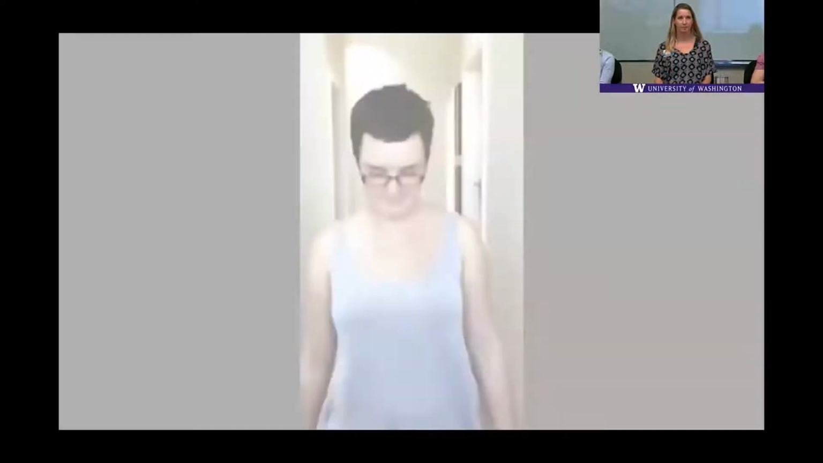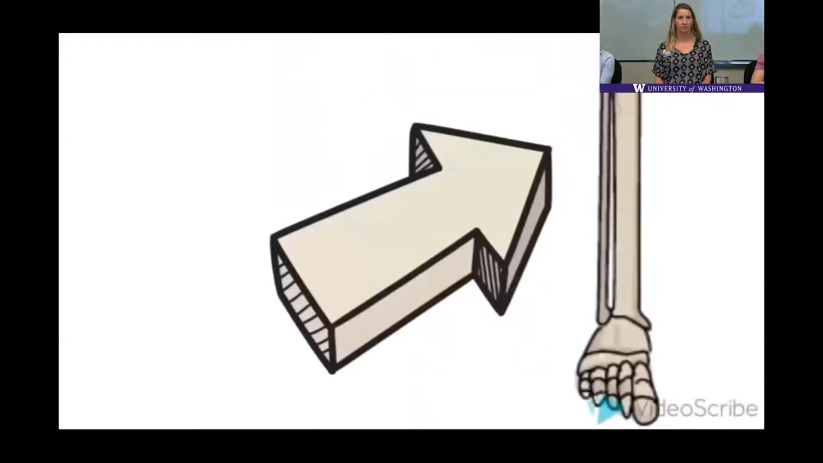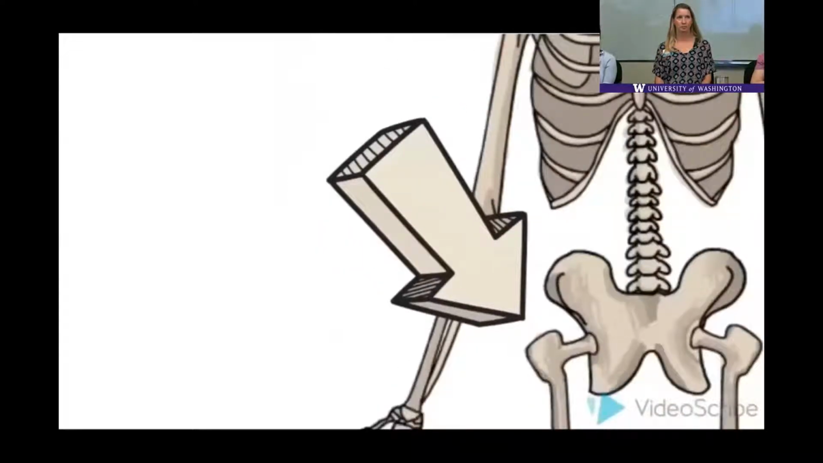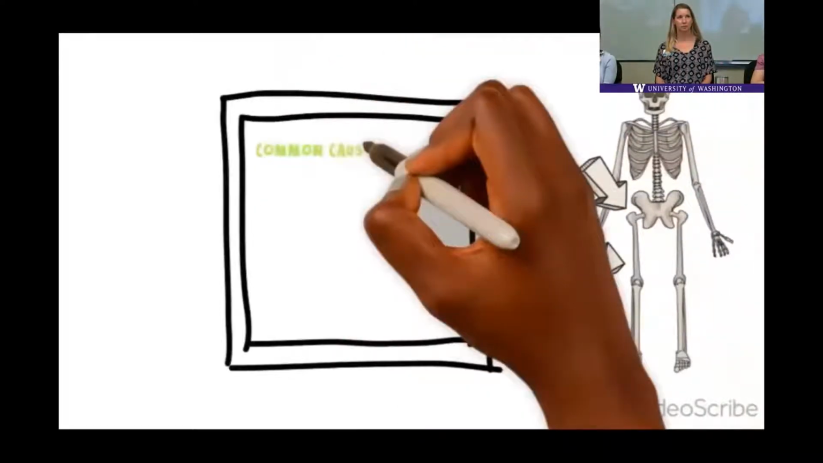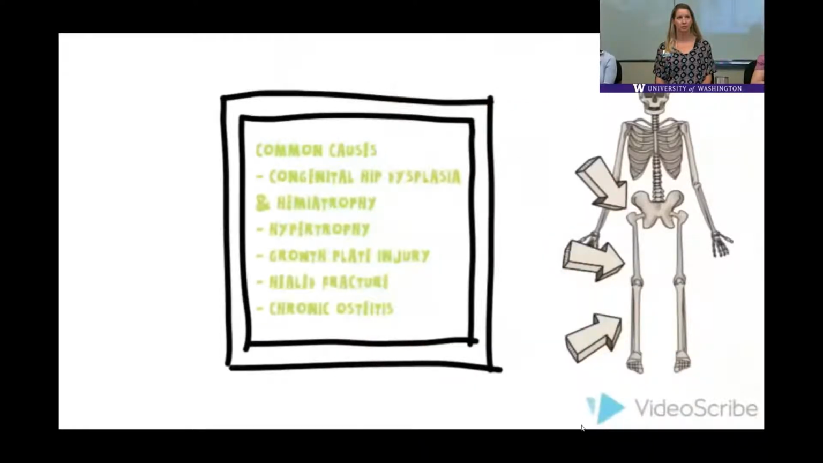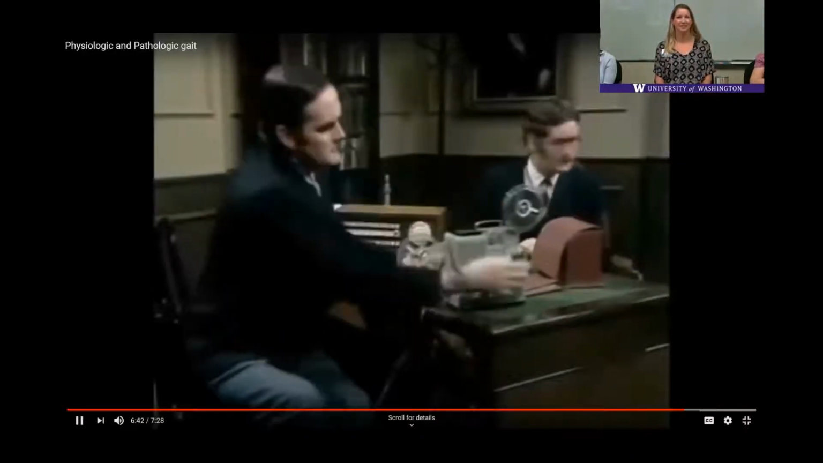The abnormal leg is typically the shorter, but can also be the longer leg, and the pathology may lie in her tibia, her femur, or the hip. These are distinguished with a full exam of limb length discrepancy. Causes include congenital hip dysplasia, hemiatrophy, growth plate injury, and chronic osteitis. So that brings our tutorial to the end.